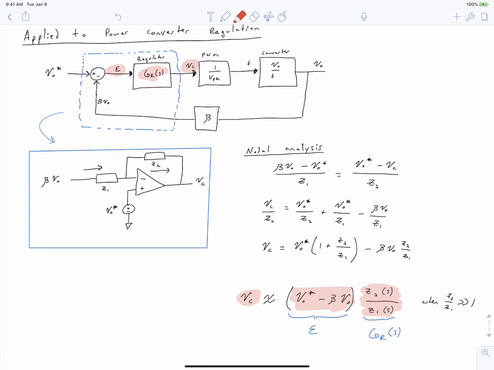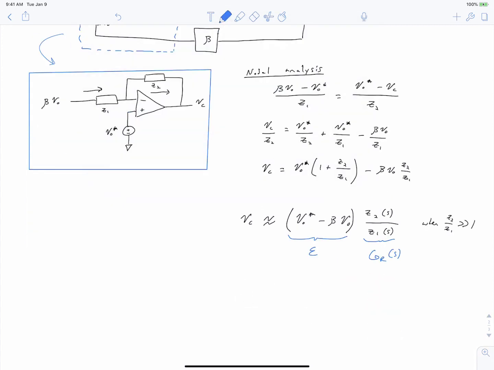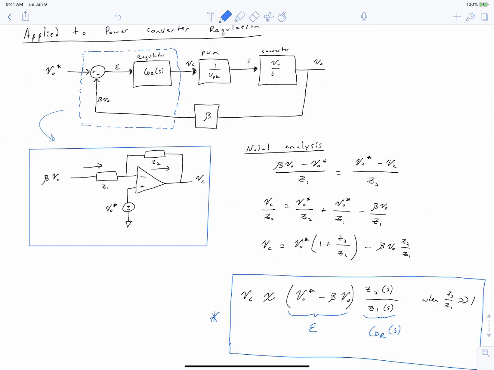So by this assumption, we can see that we can manipulate Z2 and Z1. We can add resistors, inductors, and capacitors to our op-amp feedback network in order to implement a regulator. And so this is a key point. This is a takeaway message from the control unit so far. We've just shown you how you can take a simple op-amp circuit, add resistors, inductors, and capacitors to it in order to implement any regulator transfer function that you would like to implement.